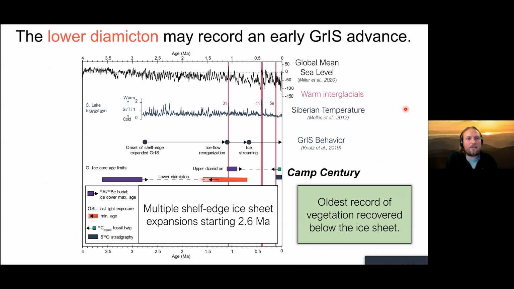These age constraints on the lower diamicton suggest that it may record an early advance of the Greenland ice sheet. Because geophysical records as well as ice rafted debris records from surrounding Greenland suggest that the Greenland ice sheet first achieved its full extent about 2.6 million years ago. So this diamicton could have been formed through an early advance of the Greenland ice sheet. And the macrofossil material as well as biomarkers in the sediment could represent the oldest record of vegetation recovered below the ice sheet so far.